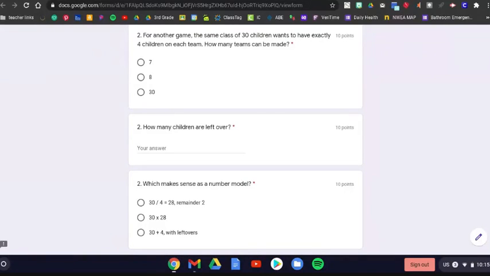Yes, we have a lot of celebrating in the chat box. We're doing great. All right. Then you have 3 questions that say number 2 because they work together. Same thing. For a second game, the same class of 30 children want to have 4 children on each team.